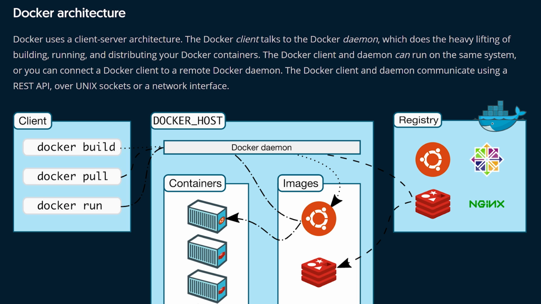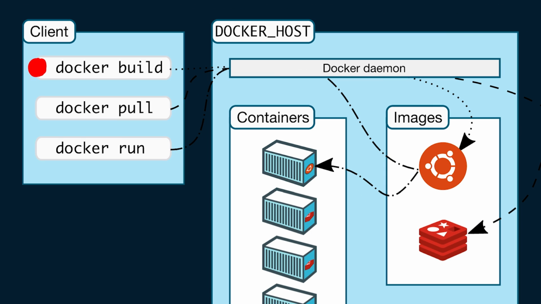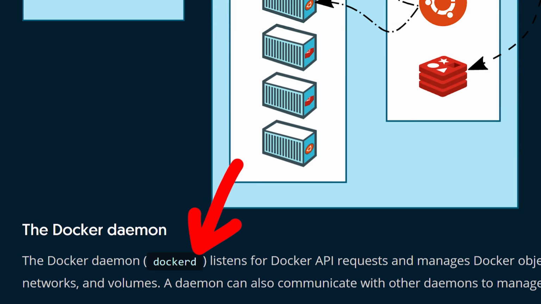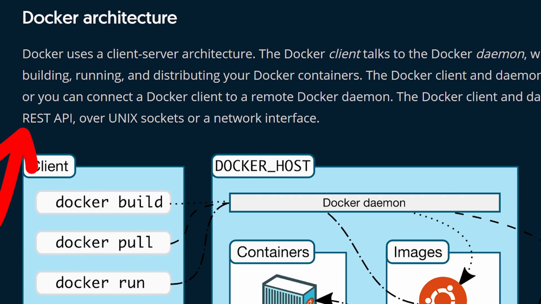There's this picture of the Docker architecture. The Docker command line tool that we use, like docker build or docker run, is a client that communicates with the Docker daemon, dockerd. The D at the end always refers to daemon, which is a term for background running services. The Docker client can talk to the Docker daemon via an HTTP REST API or Unix socket.